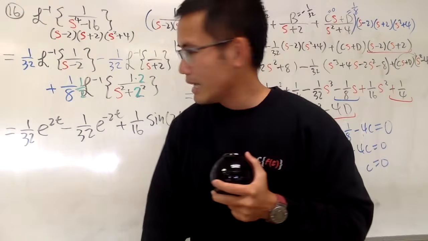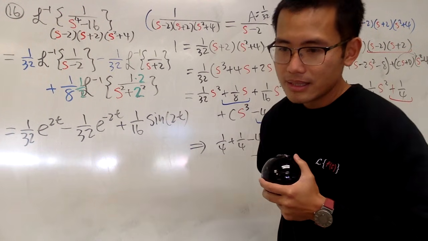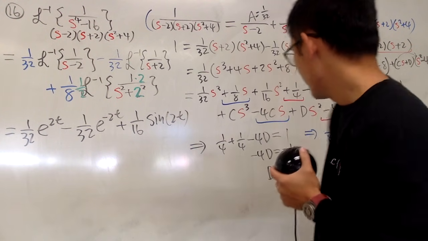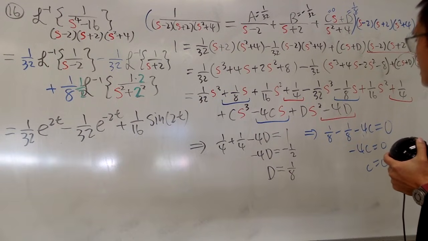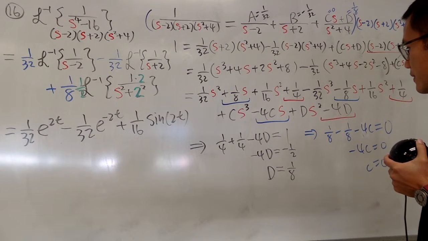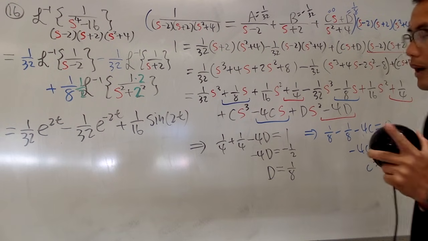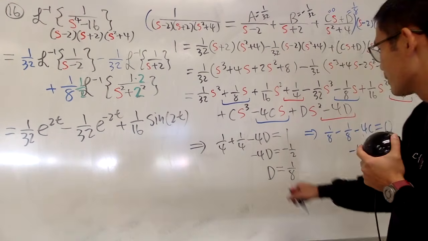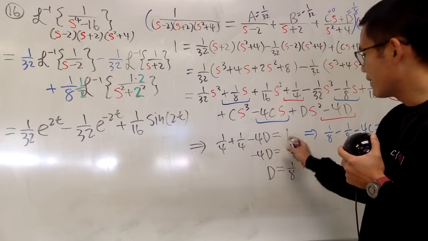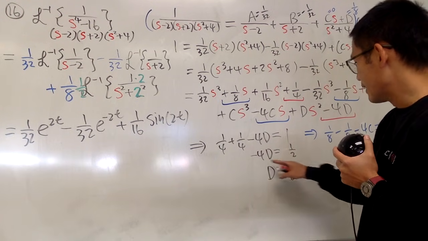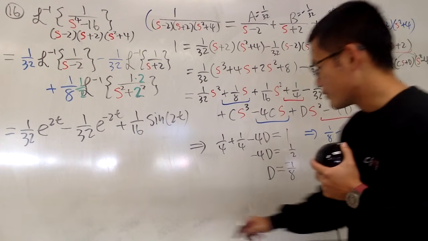Uh-oh, I have the minus plus. Okay, is D negative or positive? Oh, I'm sorry. D is negative. Have a look, because this is 1/2. So this right here is 1, and this should be a 1/2, because 1/2 minus, so it should be 1/2. And then divide, so D should be negative 1 over 8.